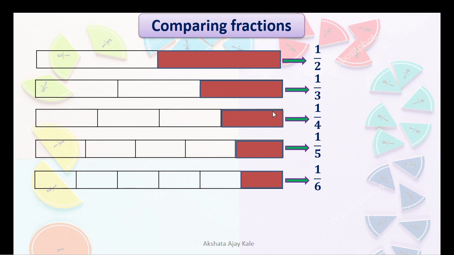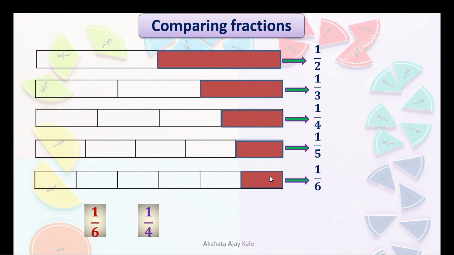These are not like fractions because they have different denominators. It has 3, here 4, here 5, here 6. Correct? So by observing these pictures, we can tell which is greatest and which is smallest. Okay, now tell me here, 1 upon 6 and 1 upon 4. Come on, tell me which is larger one and which is smaller one.